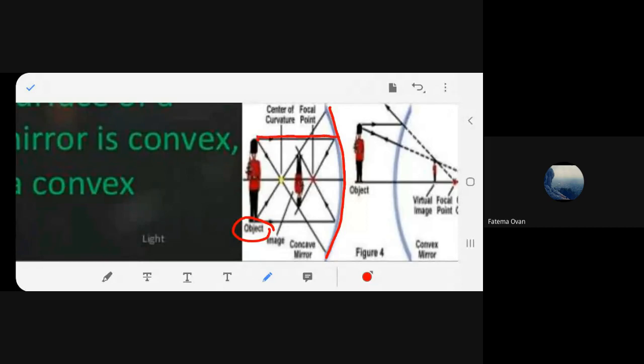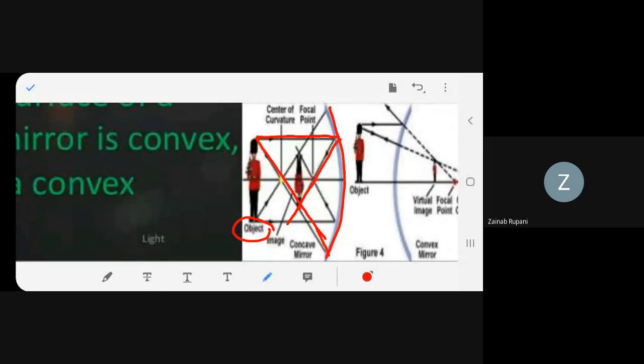So first, the ray will go like this. This is the incident ray, and from the focus it will come back like this. Can you see this? Yes. Okay. Then the ray from the center of curvature, I will not go into detail, it will be crossing. Is it clear? Yes, ma'am.